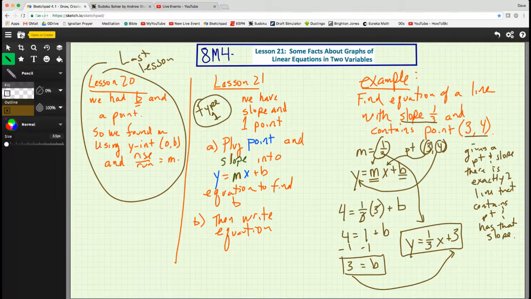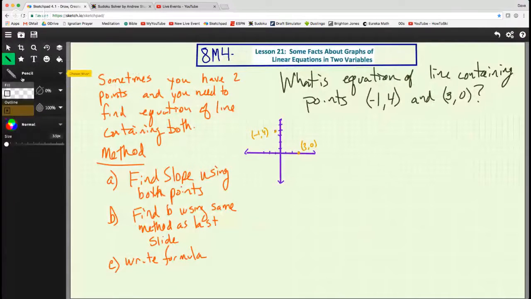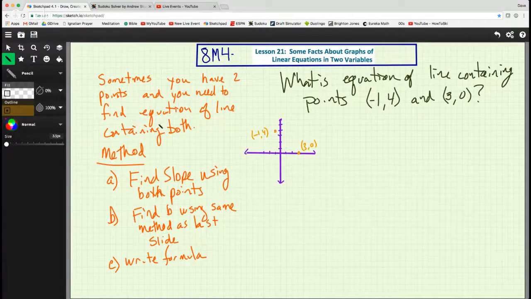Now, strategy number 2 for type number 2 actually builds on type 1. Okay? So we just had a point and a slope, but sometimes you're just given 2 points and you need to find the equation of a line containing both points. So here's the example. We have -1 and 3 comma 0. So we have a line going through here, but we aren't given the slope or the y-intercept.